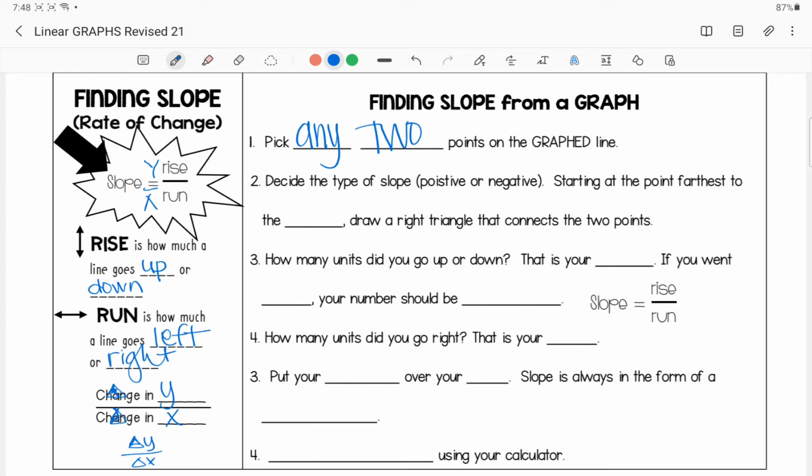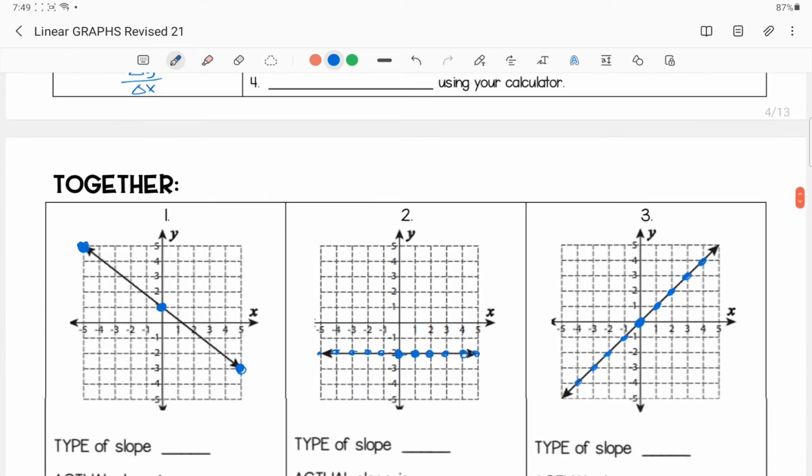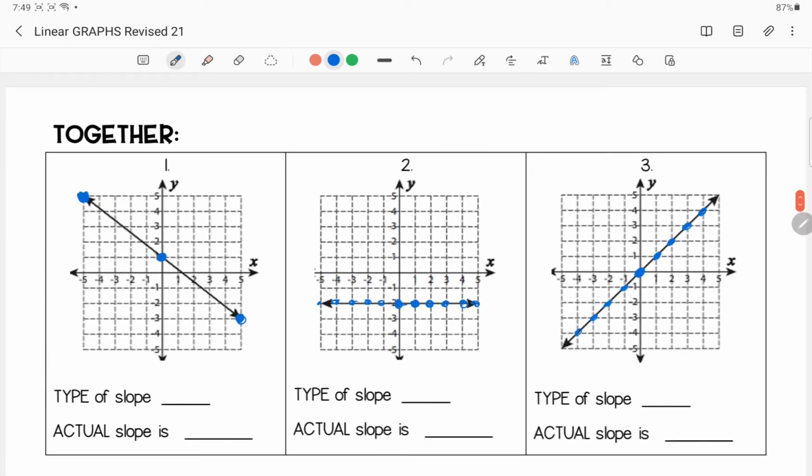And so what we do is, starting at the point farthest to the left, we're going to draw a right triangle that connects the 2 points. So in other words, this would be my point farthest to the left. And I can connect it from here to here. Because this goes down, I want to always do my rise first and then my run. So that's what it's looking like.